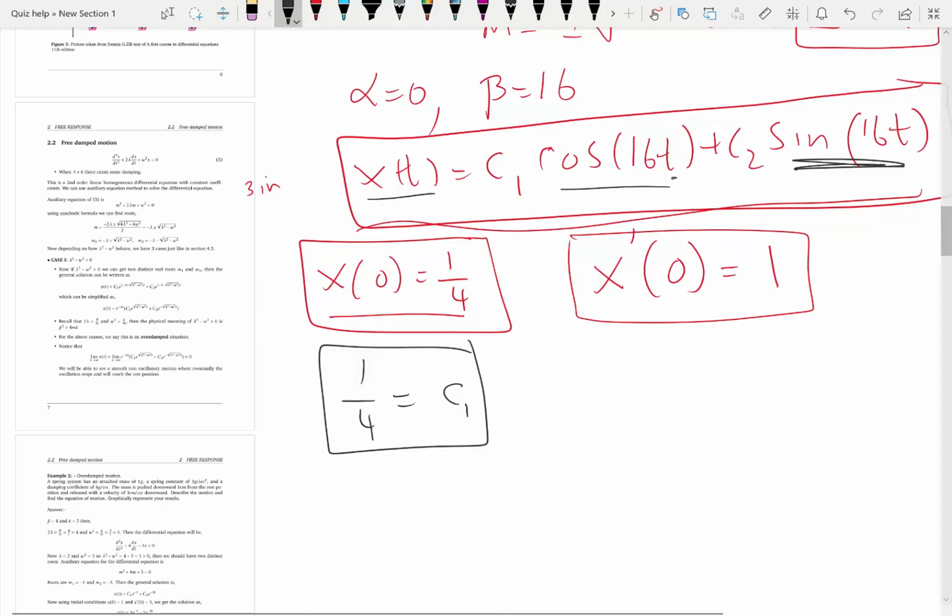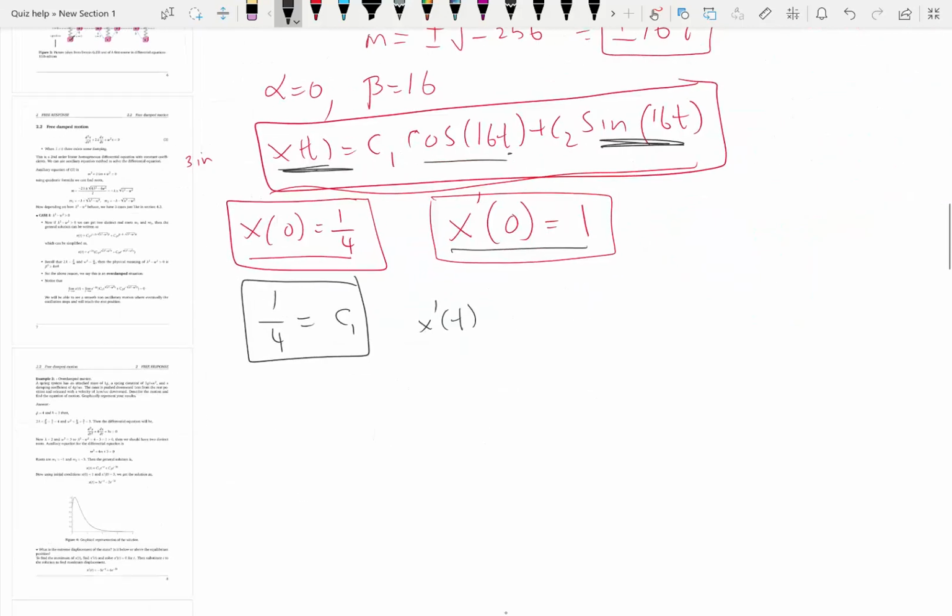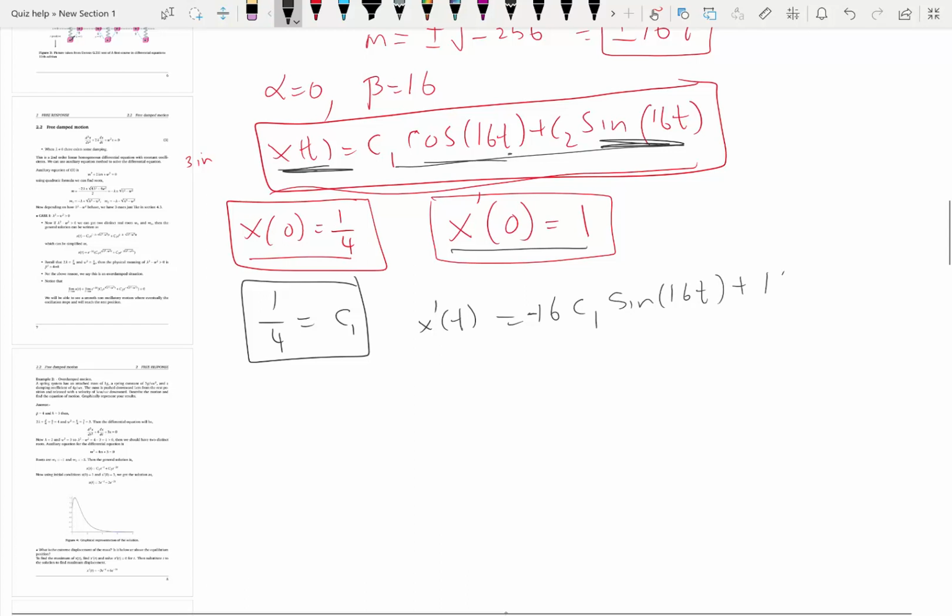Okay, let's use the second condition to find c2, but we have to find x prime. So we have to differentiate this with respect to t. So x prime is negative 16 c1 sine 16t plus 16 c2 cosine 16t. The derivative of cosine is negative sine, and the derivative of sine is cosine. This 16 comes out when you take the derivative.